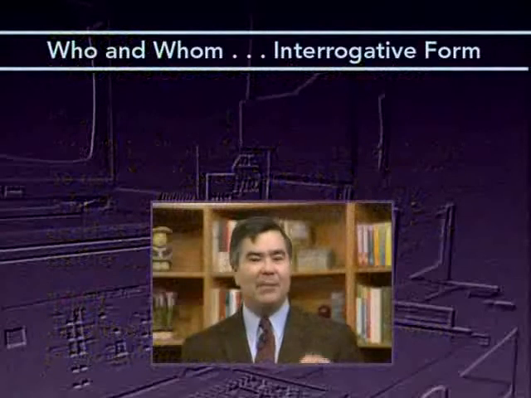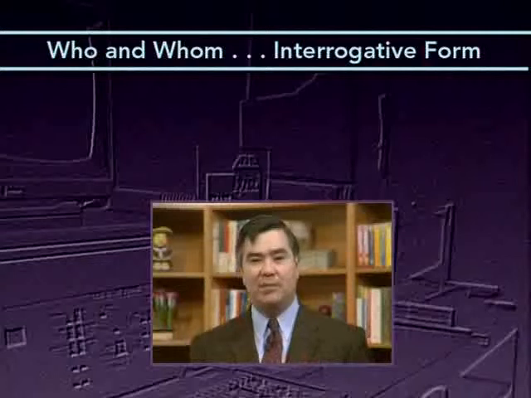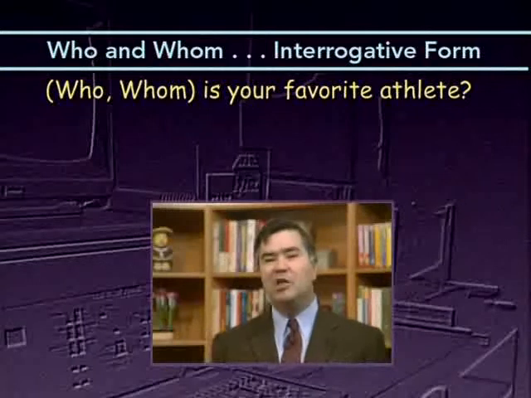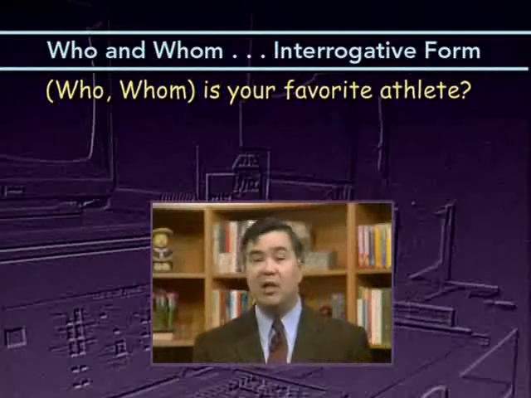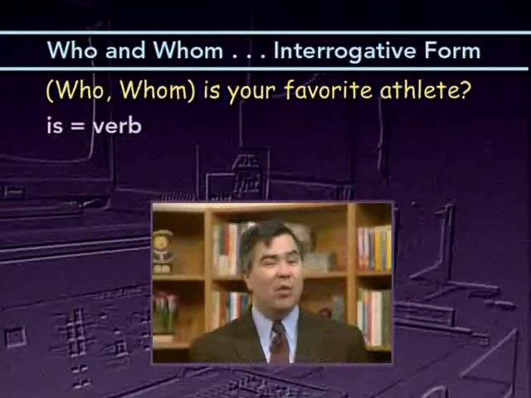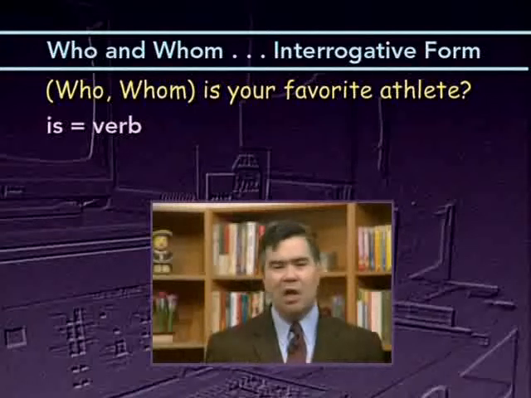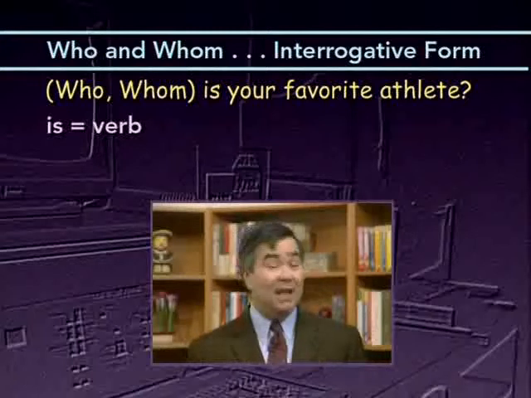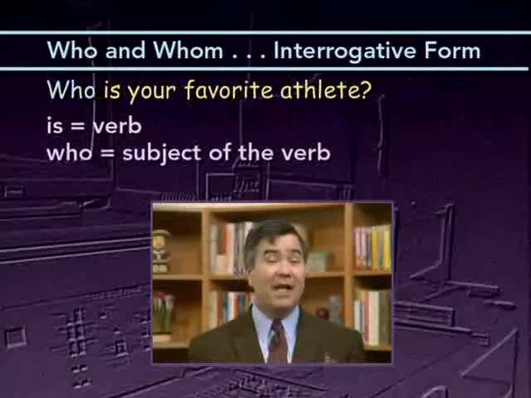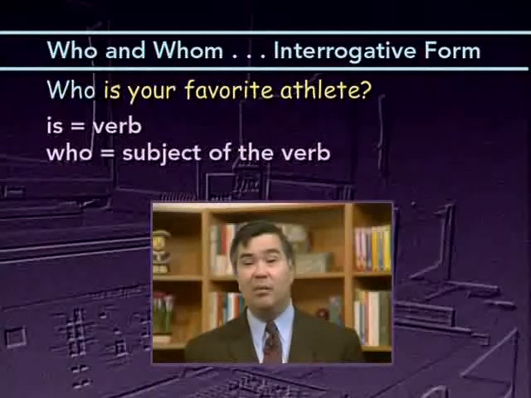First, let's look at a couple of examples using who or whom in the interrogative form, that is, to introduce a question. Who or whom is your favorite athlete? Question mark. Okay, here's the pronoun being used as an interrogative pronoun. Should it be who or whom? Well, let's find the verb. The verb is. Now, what's the subject of the verb is? Is it athlete? Is the sentence saying athlete is? No, not really. The subject of the verb is the pronoun, who or whom. Therefore, since who is being used as the subject of the verb, that's the correct form. The subjective form, who, would be correct, not the objective form, whom.